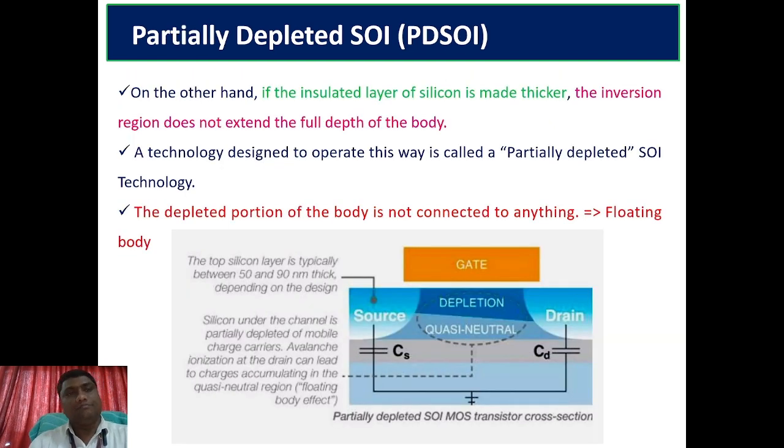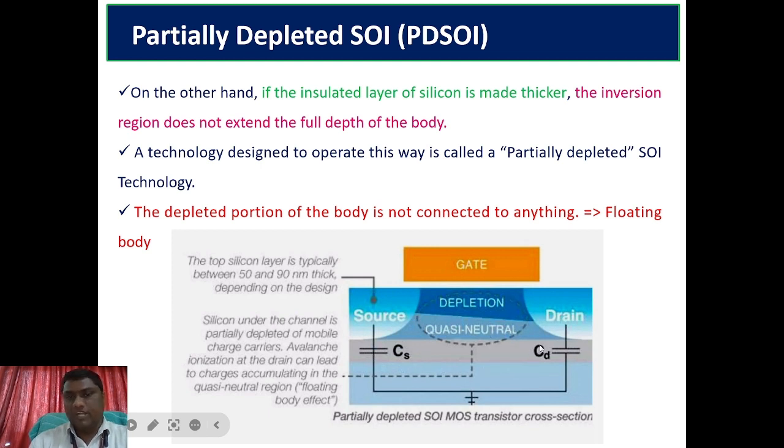Whereas coming to the partially depleted SOI MOSFET, here you can see the box, that is the depletion portion of the body, is not covered by anything. The floating body occurs here. The technology is here to operate this way.